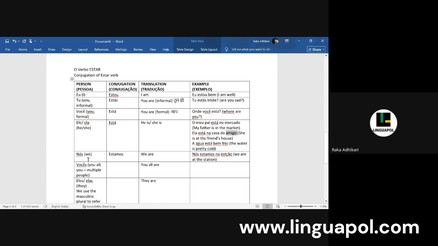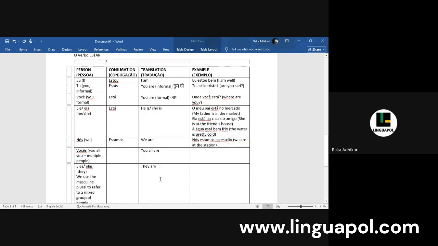Okay, so coming back to nós. Nós, the conjugation is estamos. Estamos. So example we saw is nós estamos na estação. We are at the station. So we are talking about the location and it can change. So it is temporary. We are using the estar verb. We are at the station.